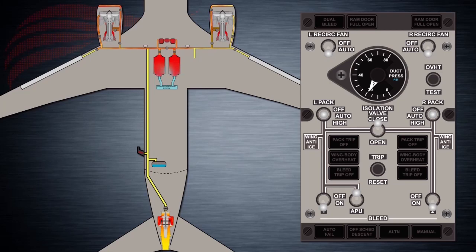Keep in mind that when only the APU is powering the pneumatic manifold, air conditioning, pressurization, and engine starters are the only bleed air demanding components that are available. Having talked about the APU's pneumatic capability, let's move on to the third available source of bleed air on ground.